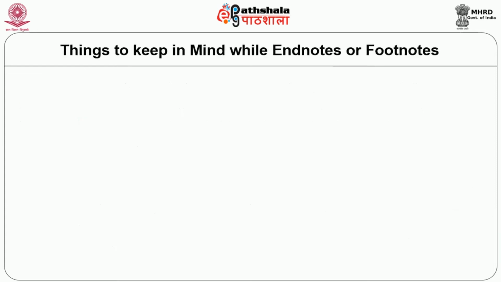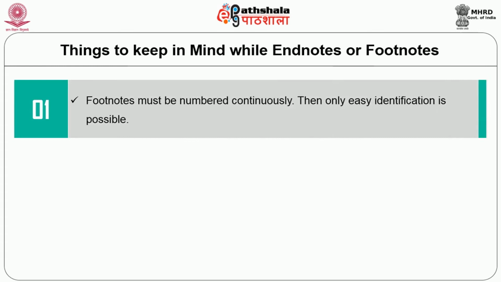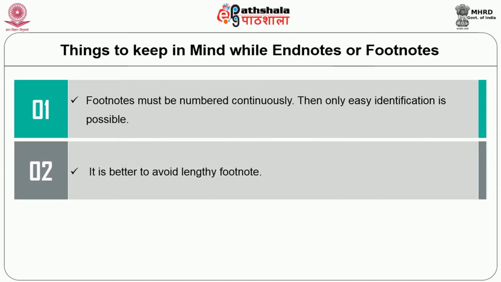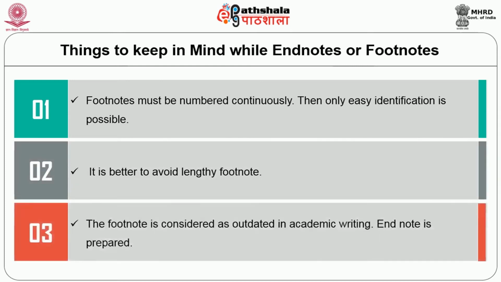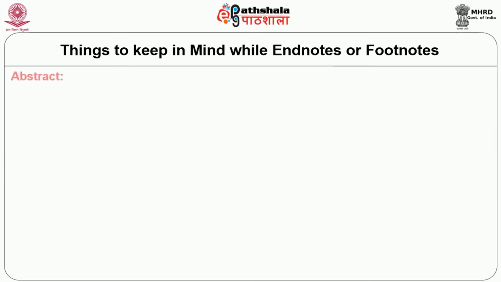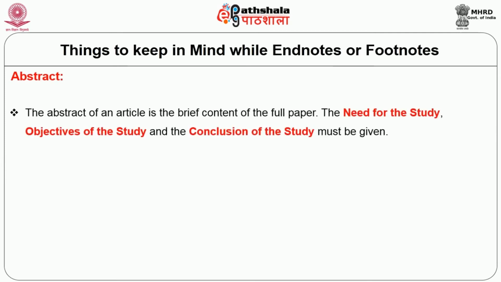Things to keep in mind when considering using either endnotes or footnotes in your research paper. Footnotes must be numbered continuously, then only easy identification is possible. It is better to avoid lengthy footnotes. The footnote is considered outdated in academic writing. Abstract. The abstract of an article is the brief content of the full paper.